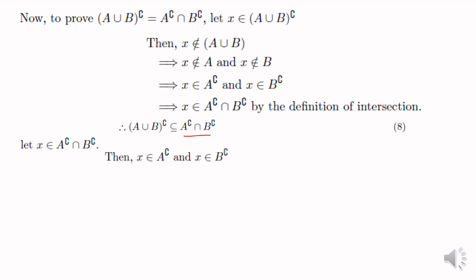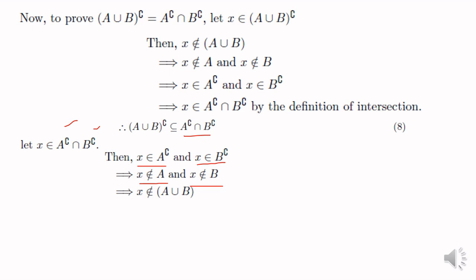So this implies that X is an element of A complement and X is an element of B complement by the definition of intersection. If X is in the intersection, it means X will be in both the sets. So this implies X element of A complement implies that X is not an element of A, and X element of B complement implies that X is not an element of B. So X not in A and X not in B implies that X is not in A union B. X is not in A, X is also not in B. So it will not come in the union of A and B. So X is not an element of A union B.